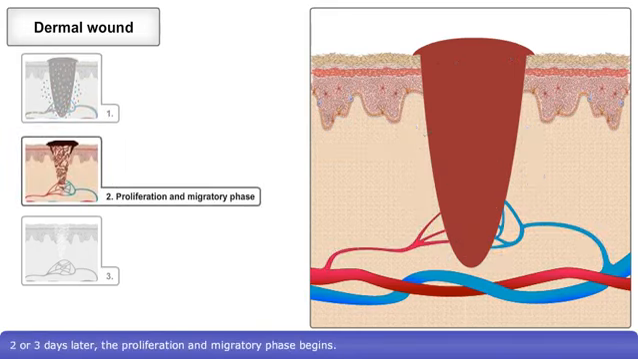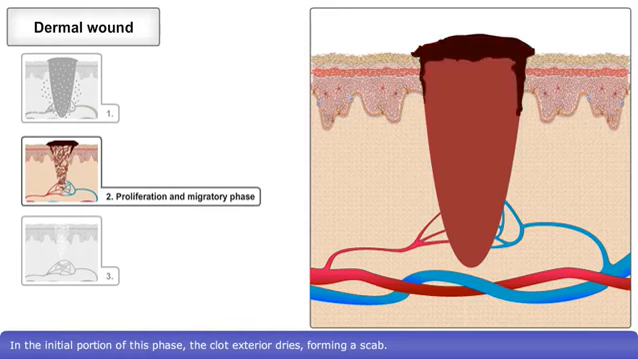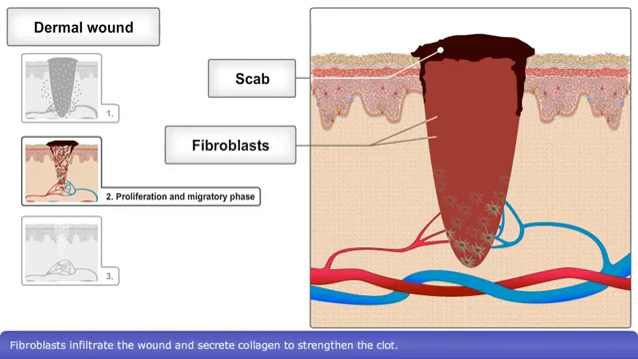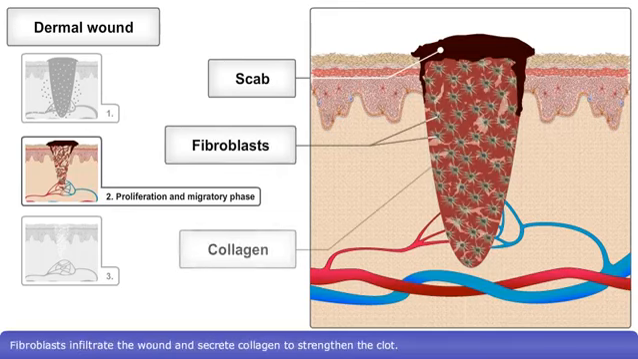2 or 3 days later, the proliferation and migratory phase begins. In the initial portion of this phase, the clot exterior dries, forming a scab. Fibroblasts infiltrate the wound and secrete collagen to strengthen the clot.